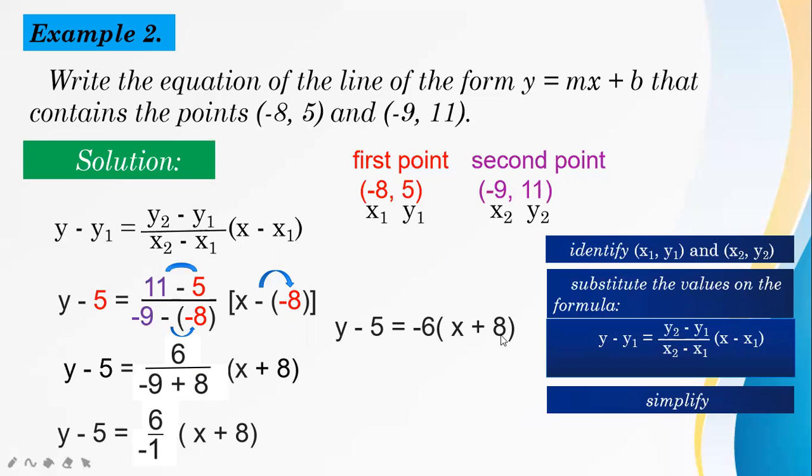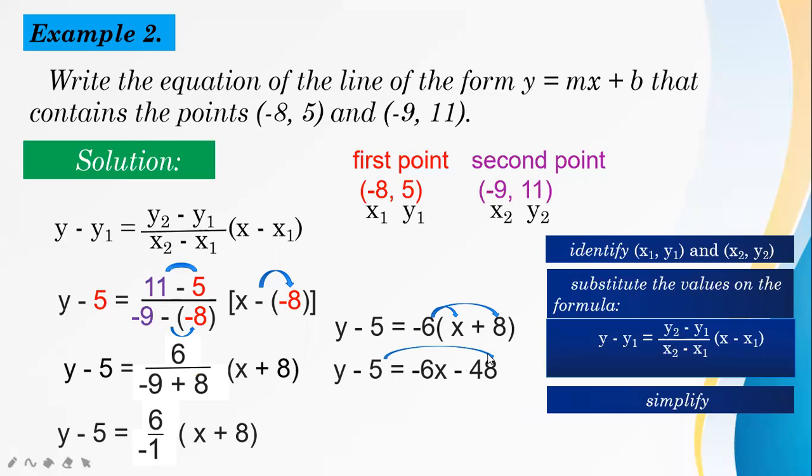Then multiply to x plus 8. Then multiply negative 6 to x. Then negative 6 multiplied to positive 8. And therefore, we have y minus 5 is equal to negative 6x minus 48. Negative 6x, so we have negative 6x. Negative 6 multiplied to positive 8, so we have negative 48.